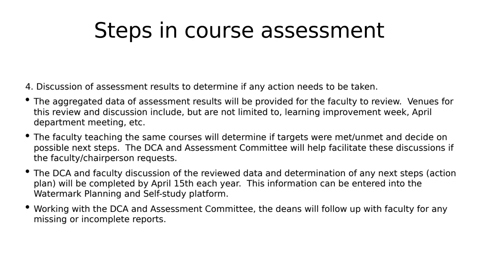And so faculty teaching the same courses will determine if targets were met or unmet and decide on the next possible step. So if a benchmark was set, for example, of 80% of students taking the assessment scoring 80% or better, if that benchmark was not met, then faculty can decide on an action plan. What would be the next steps taken to improve student learning? And if requested, the Director of Curriculum Assessment and the Assessment Committee can help with these conversations.